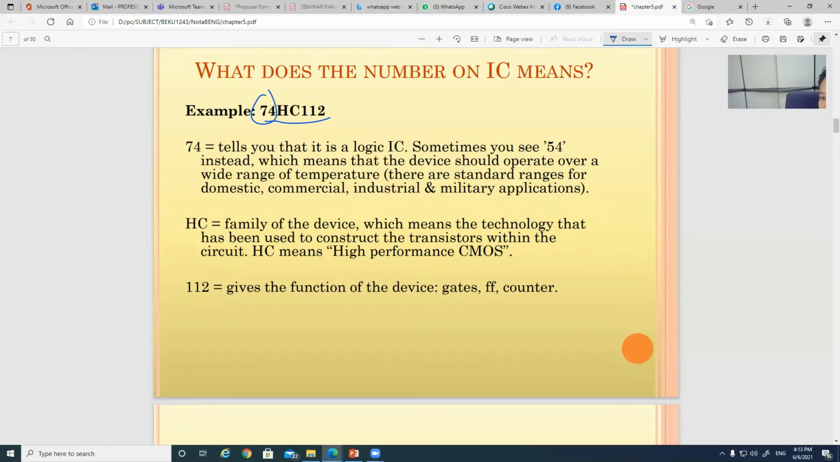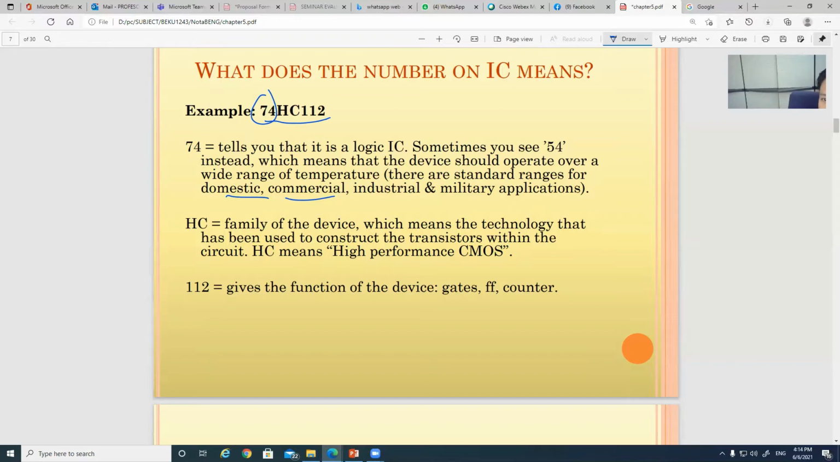Every application has its standard range. That's why we have to refer to the data sheet: what is the standard range for this IC? Because of the application, whether commercial, industrial or military, they have some standard range.